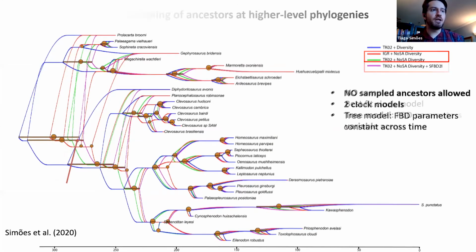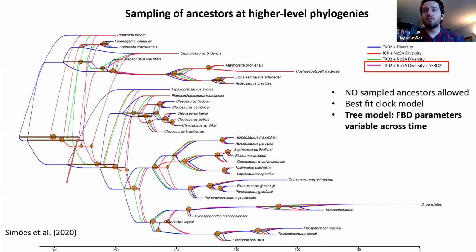And if, along with that, we also implement the FBD parameters being variable across time, so the Skyline FBD model, we get even younger and more conservative divergence times, which are in stronger agreement with the fossil record. And so it seems that incorrect modeling can definitely overestimate divergence times using morphological data just as much as with molecular data, but we can easily correct for that by knowing exactly what the models do to our data set.